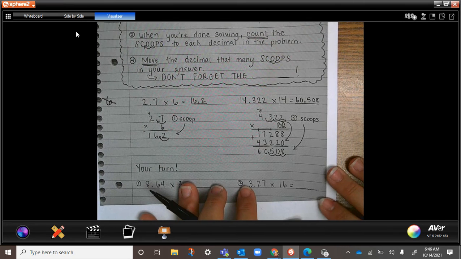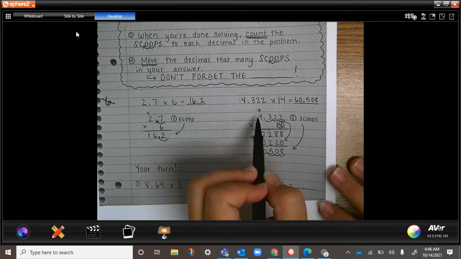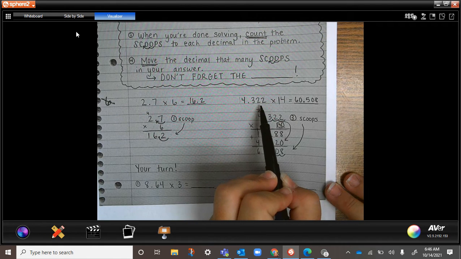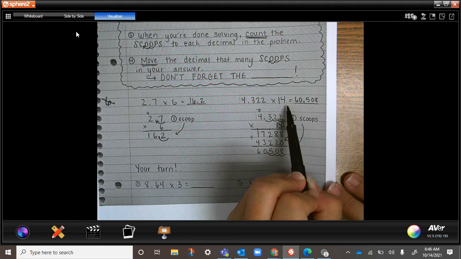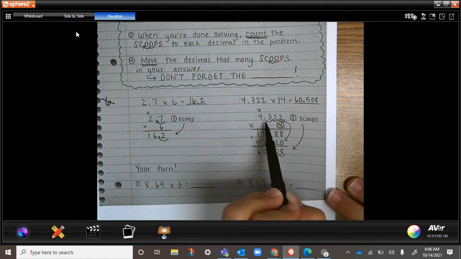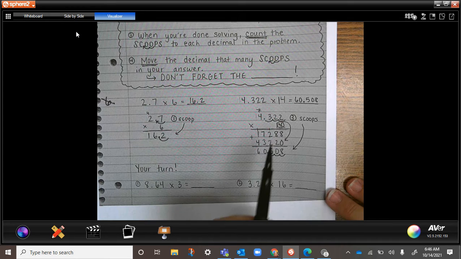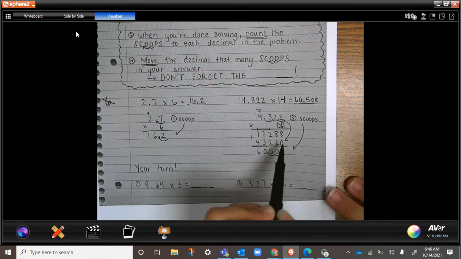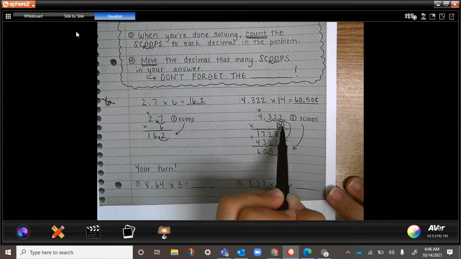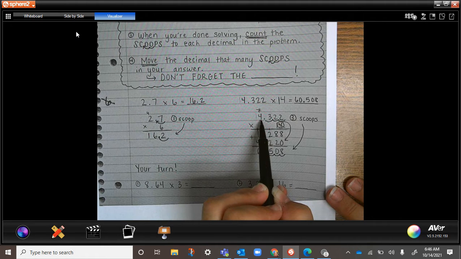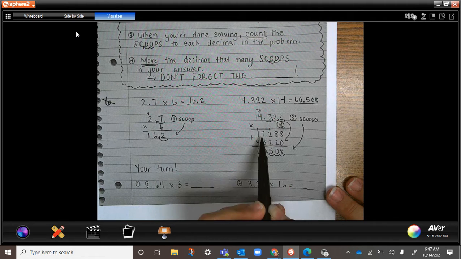All right, over here, we've got 4 and 322 thousandths times 14. So again, I'm going to start with my decimal because it has more digits. I'm going to put the 14 down and I'm going to multiply like normal. Start with my ones place. 4 times 2 is 8. 4 times 2 is 8. 4 times 3 is 12. 4 times 4 is 16, plus 1 more is 17.